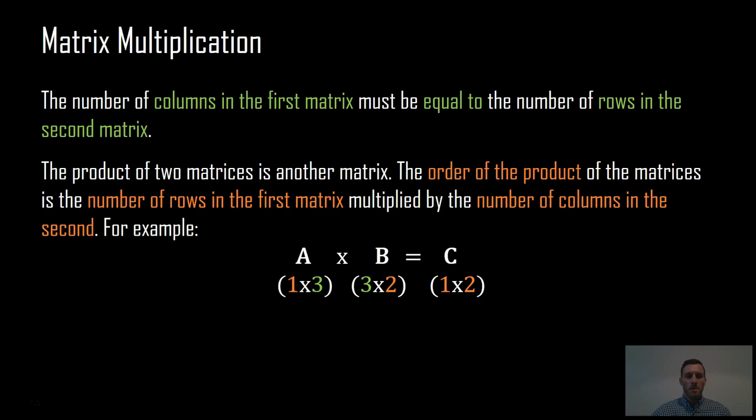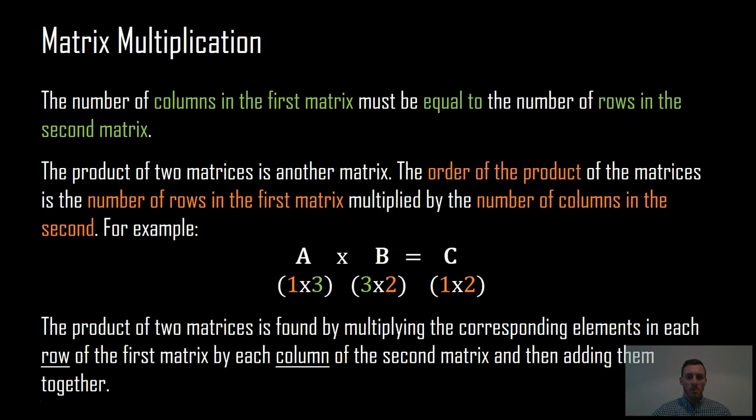For example, if we multiply matrix A by matrix B, we get matrix C. In order to multiply them, the number of columns in matrix A, highlighted in green, which is 3, must be the same as the number of rows in matrix B, highlighted in green. The result of the multiplication of matrix A and matrix B is a matrix of dimensions 1 by 2. That's obtained by the number of rows, which is 1 in matrix A, and the number of columns, which is 2 in matrix B. The product of two matrices is found by multiplying the corresponding elements in each row of the first matrix by the column of the second matrix and then adding them together.